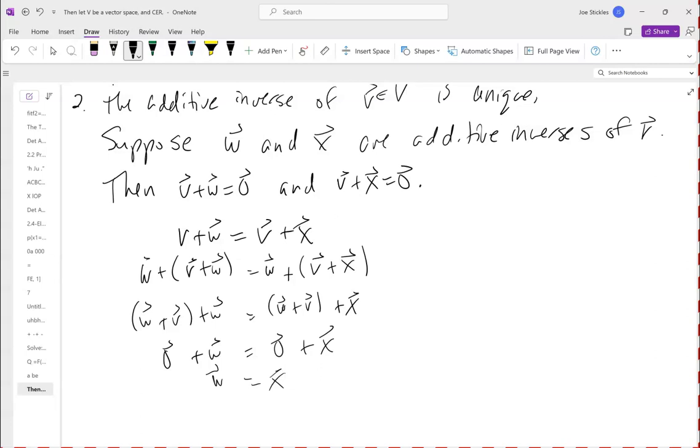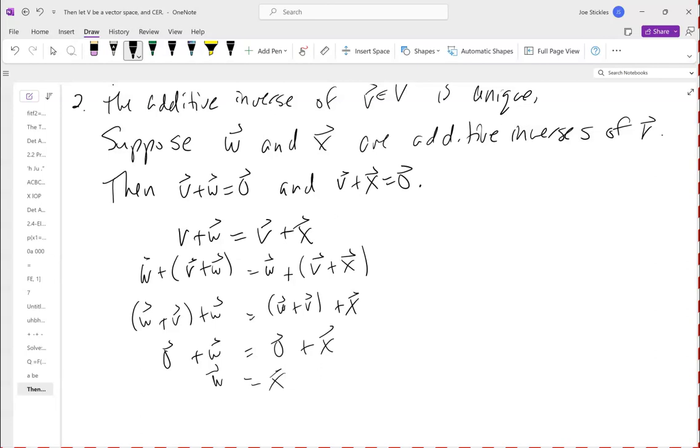The reason I'm going through these particular examples is because we want to verify that these are true, but also because it's illustrating a proof technique in math: if you want to show something is unique, you assume you have two, which shows that they're the same. This is a very, very common proof technique in math. Okay?